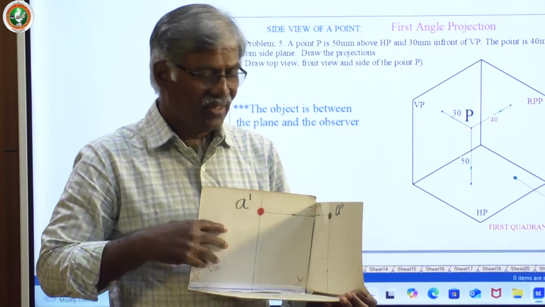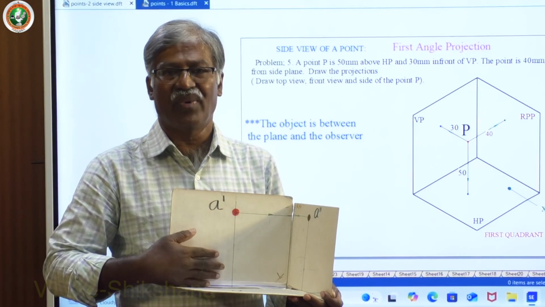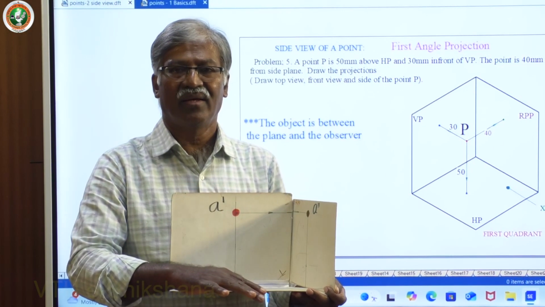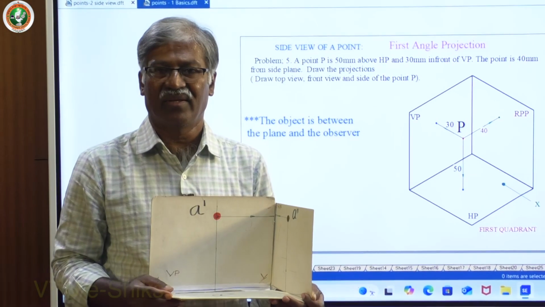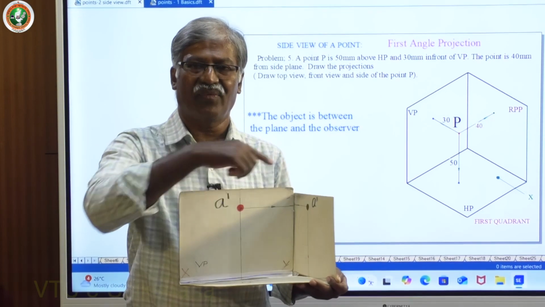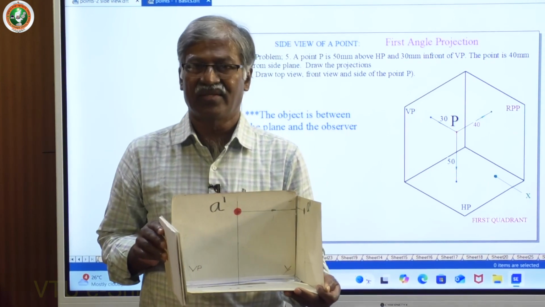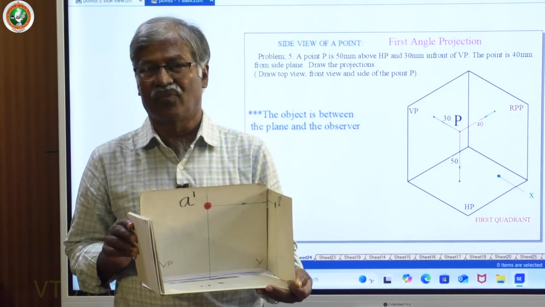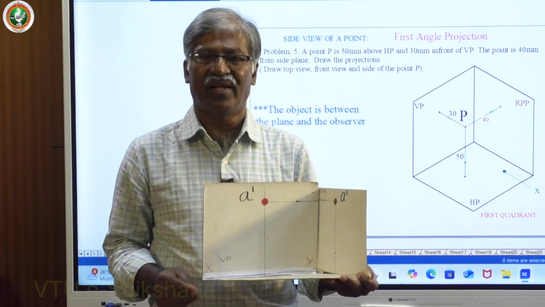Now take this model. This consists of a horizontal plane, a vertical plane and a side plane. This side plane is particularly referred to as the right profile plane. If I have one more plane on this side, this is the left profile plane. Now let me concentrate on the right profile plane and then draw the side view.